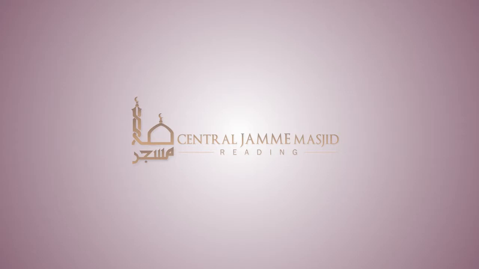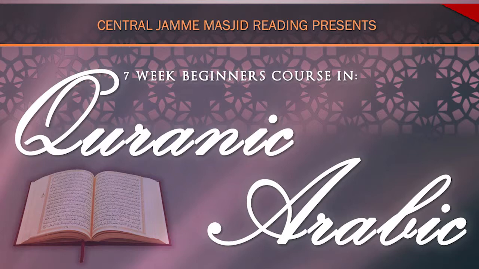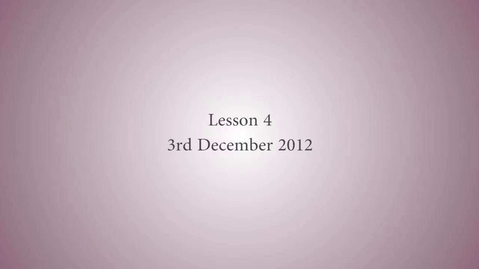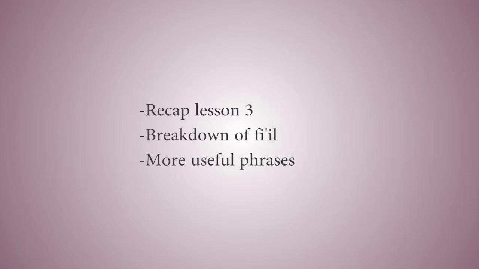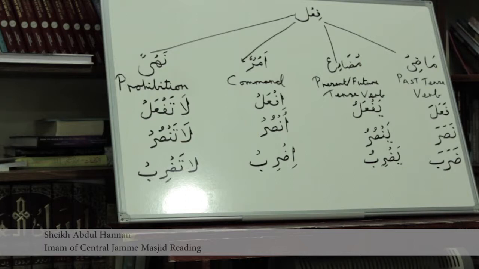Okay, so just doing a little recap of what we've done last week. We spoke about the ism and the different types of isms, meaning the noun, and we said there are three types: mustar, mushtaq, and jamid. Mustar being the root noun, mushtaq being the derivative noun, and jamid meaning the primary noun. So now we are going to talk about fi'l, and explain the different types of fi'l.